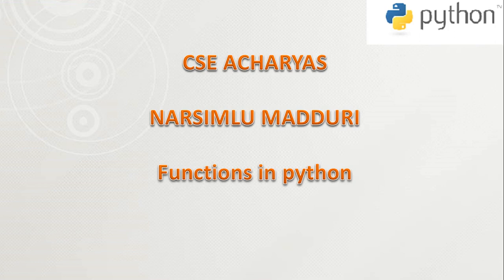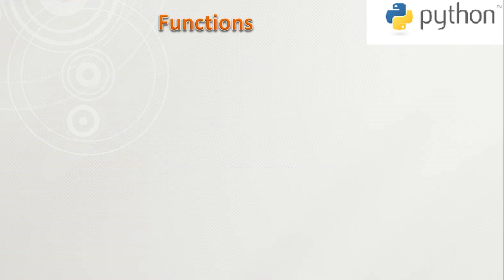In Python, we have three different types of functions: built-in functions, user-defined functions, and anonymous functions. Anonymous functions are also called lambda functions. Let me go through functions in Python.